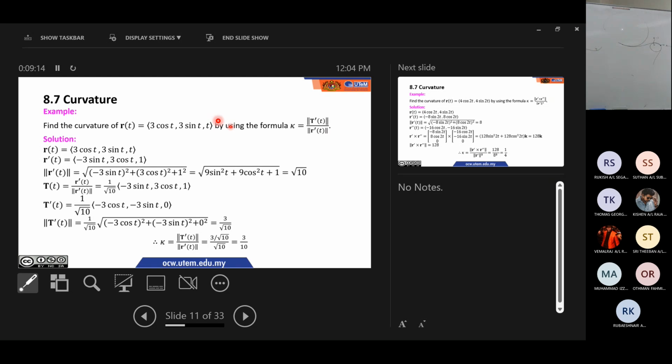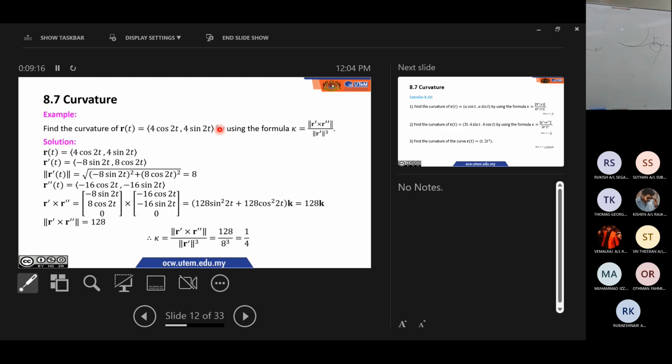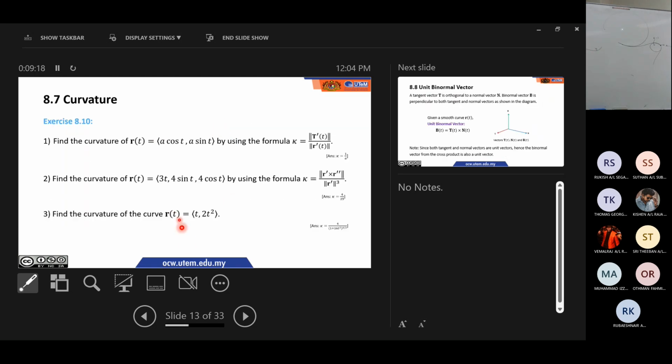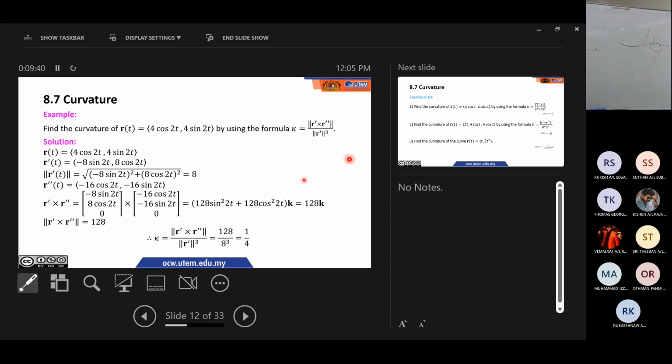But if your r(t) is something like this, remember this? If your r(t) has no sine and cos, it will be harder for you to get the magnitude of r prime. Then your T will be complex, your T prime will be even more complex, and you still need to find the magnitude of T prime. So in that case, we would prefer to use this.